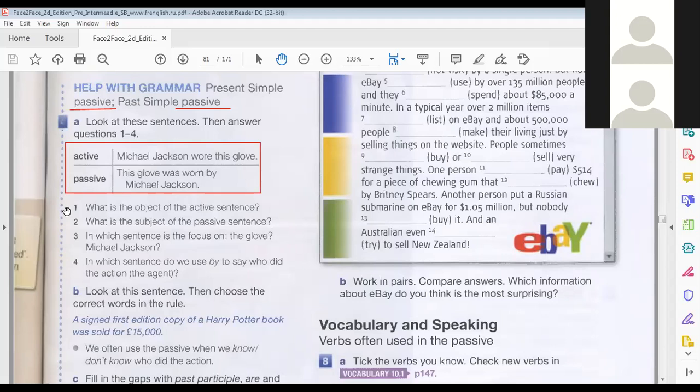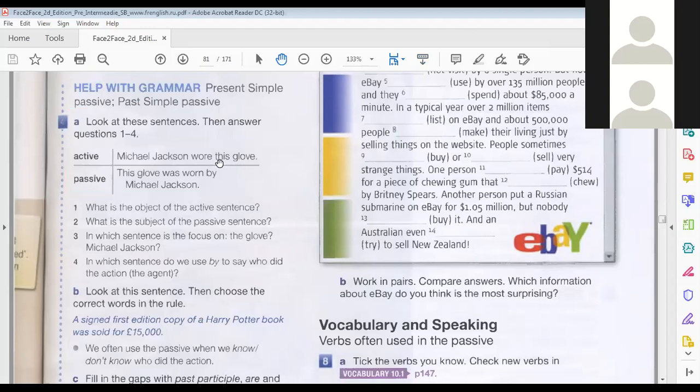Yes. And the last question says, in which sentence do we use by to say who did the action? The passive, yeah. Sentence number 2, we used by in it. And the person who did the action is called the agent. Do you get the idea? So this means the subject, we say this when the sentence starts active, but when it starts passive we usually call it the agent, the person who did the action. All right? So this is just a quick introduction.